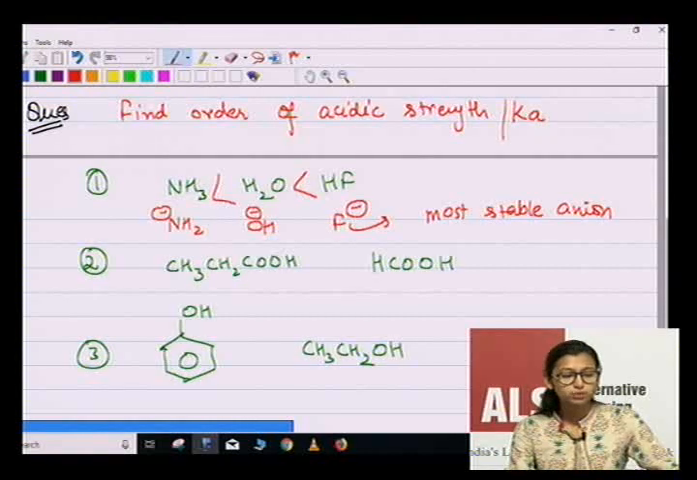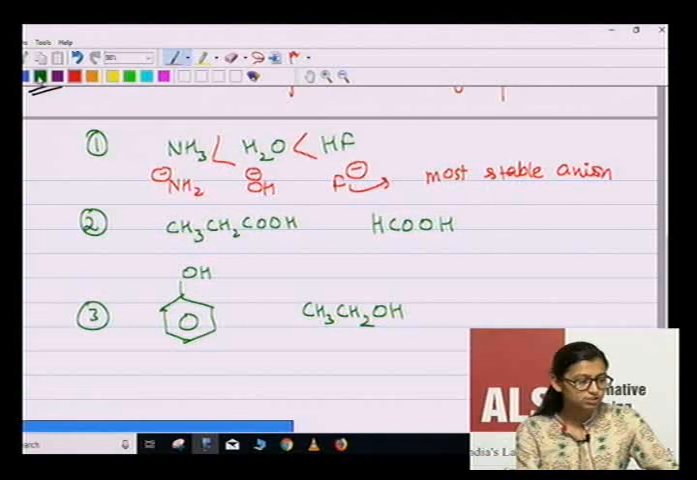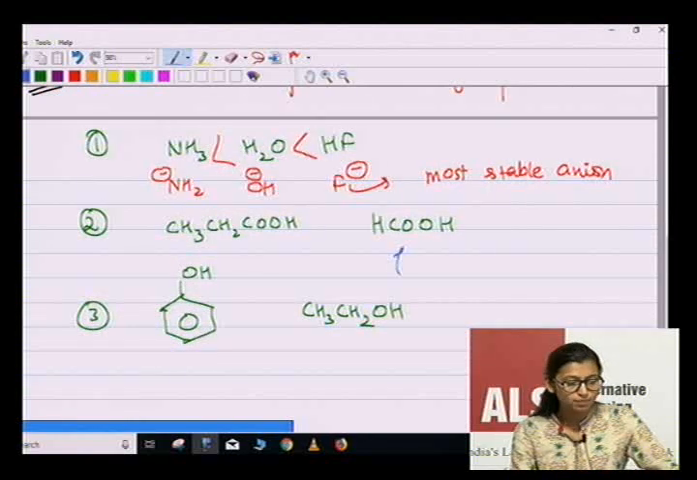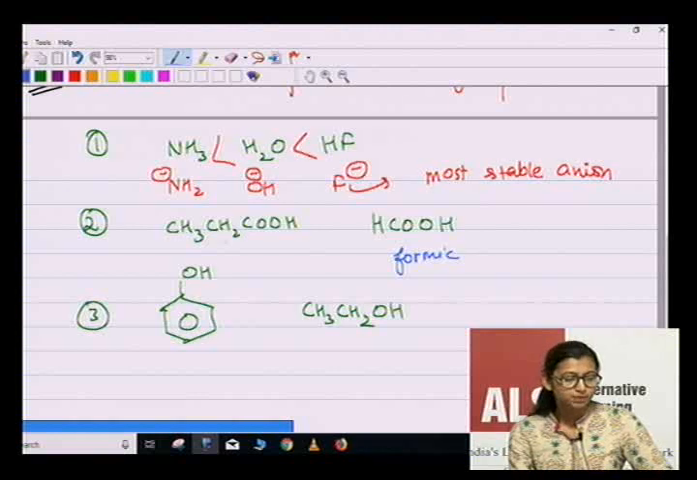Now for the second question, we have the acetic acid and we have the formic acid. So this is the formic acid. Although we have done the order of acidity in the last class, if let's say you don't remember the order, what will you do? This is the acetic acid.